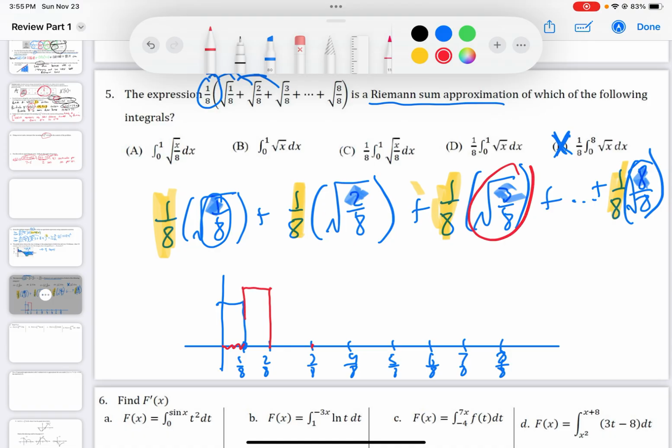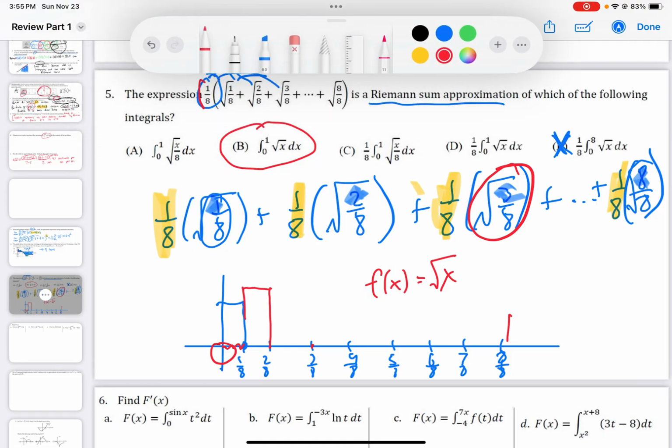Function value at 3/8, so the function looks like it's just square root of x, right? Square root of x, and then you plug in 1/8, then 2/8, then 3/8, and 4/8, and 5/8, and it's just the integral from 0 to 1. So I split up that integral from 0 to 1, and I cut it up 8 ways. So each width is 1/8. There's your width. And then its function value at 1/8, then 2/8, then 3/8, on and on and on. So I'm pretty sure the answer is B.